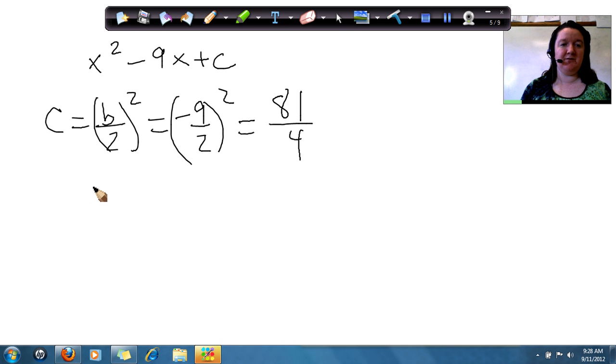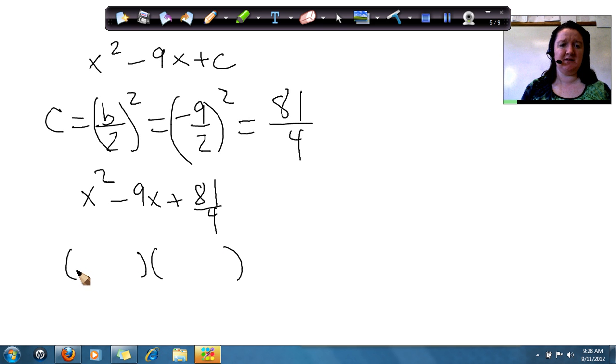So I would have a perfect square trinomial written like this. And if I was going to write a set of expressions, I would have x minus 9 over 2, and then x minus 9 over 2. So this is the c value in order to write a perfect square trinomial.